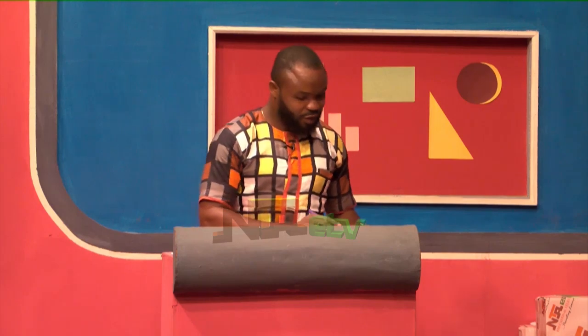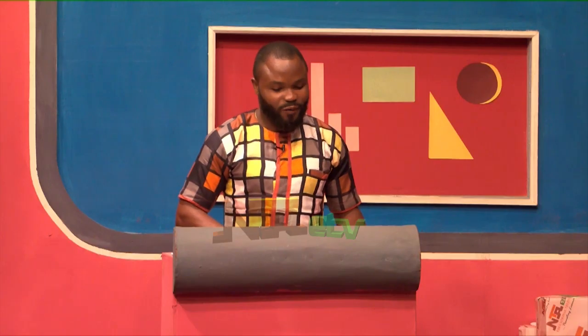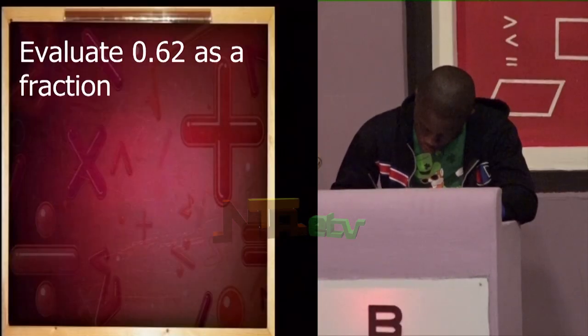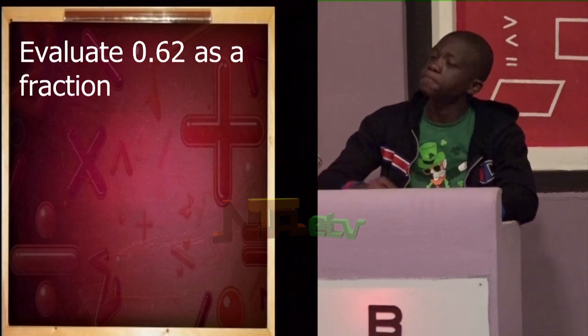Contestant B, your question. Question 5. Evaluate 0.62 as a fraction. That's 31 over 50. That is correct.